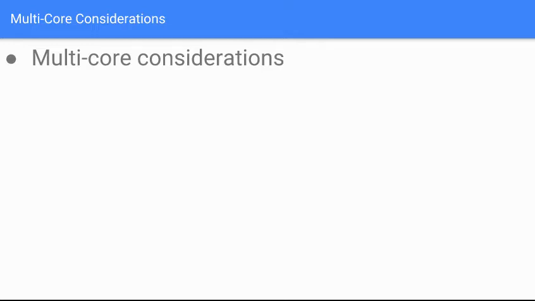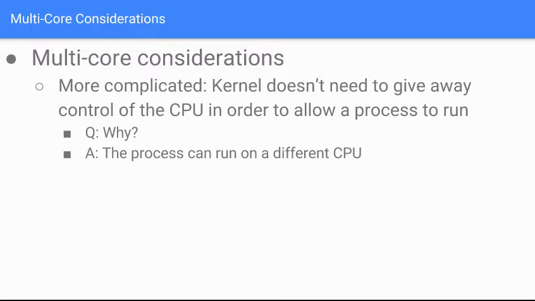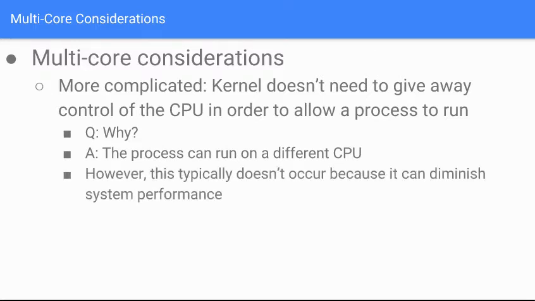Multi-core considerations. When you have multi-core and this delegation process is occurring, it's a little bit more complicated. That's because the kernel doesn't need to give away control of the CPU in order to allow a process to run. Why? Because the process can run on a different CPU. However, this typically doesn't occur because it can diminish system performance, but it's just a side note.